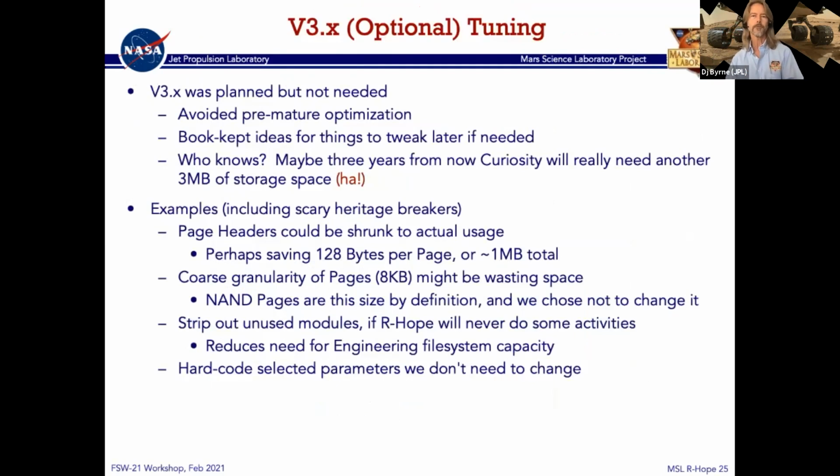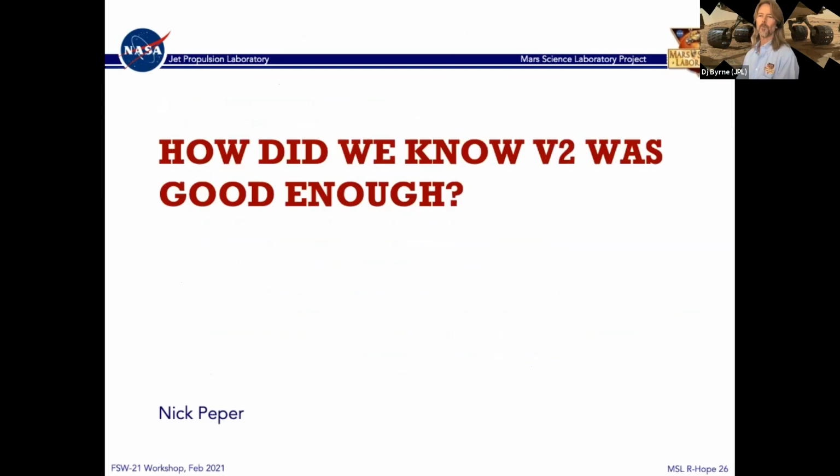All right, and then version 3 was our parking lot for, there's no way this thing's gonna work. We're gonna need more space. I hope it worked. We put it in the name, but hope is not a plan. And so we kept really clever ideas for can we save another megabyte here? Can we save a few megabytes there? And it turns out we didn't really need to do any of them because Nick Pepper, next slide, is going to talk about why version 2 was good enough and we could stop.